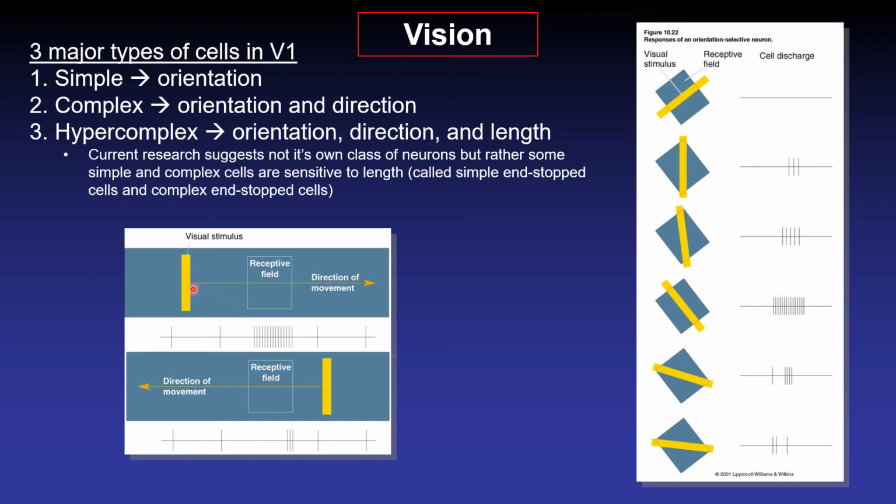So what this image is indicating is that when this bar is set in motion, when it moves into the receptive field, the neuron fires vigorously. And once the bar has exited the receptive field, the neuron goes back to baseline levels of firing. Take the same bar of that same orientation, but move it from right to left, and the neuron barely fires at all. So complex neurons in the primary visual cortex care not only about the orientation of the line, but also its direction of movement.